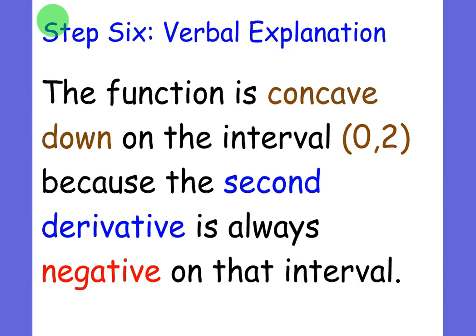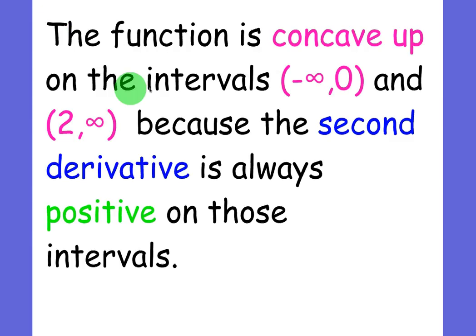Let's give a verbal explanation here. The function is concave down on the interval 0 to 2 because the second derivative is always negative on that interval. So make sure when you explain, you give a reason. Then the function is concave up on the interval negative infinity to 0 and 2 to infinity because the second derivative is always positive on those intervals. Again, make sure that you give a reason for that, okay? And of course, these intervals came from those test values you plugged in, which at those particular points are either going to be 0 or undefined.